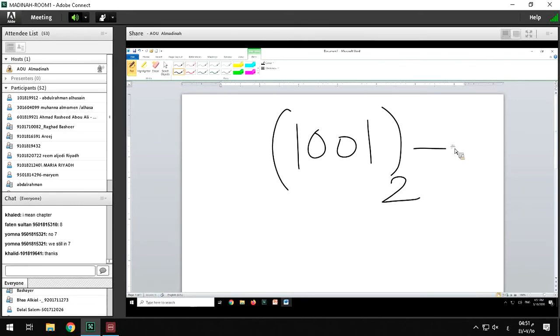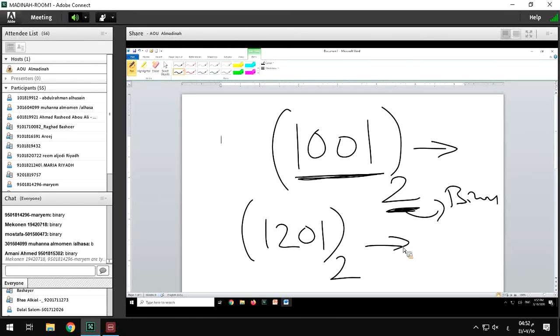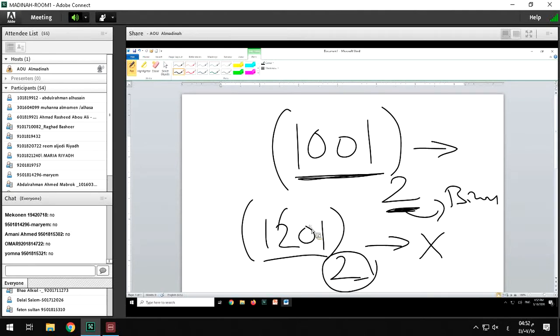Now, if I ask you, 1001 to the base 2, what is this number? Binary or decimal or hexadecimal? It is a binary number. How do we find the binary number? First thing, we look into the base. It is 2. This says that it is binary. And also we look inside. There is no 2 here, no 3, no 4. There is only zeros and ones. If someone writes 1, 2, 0, 1 to the base 2, is it a binary number? No, this is wrong. We cannot write 1201 to the base 2, because binary does not take 2.